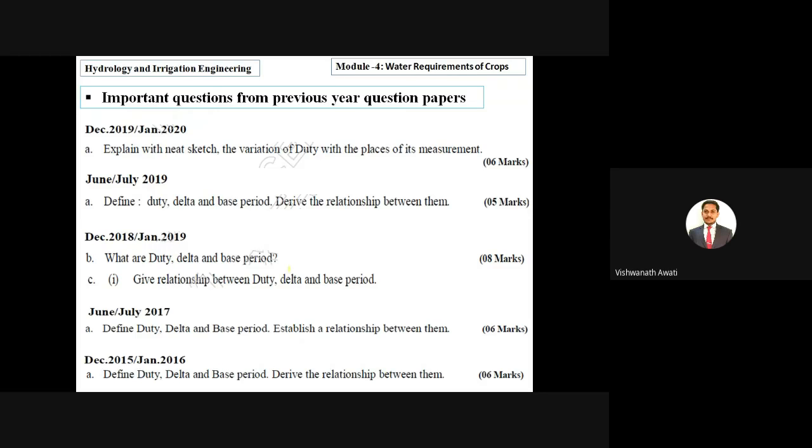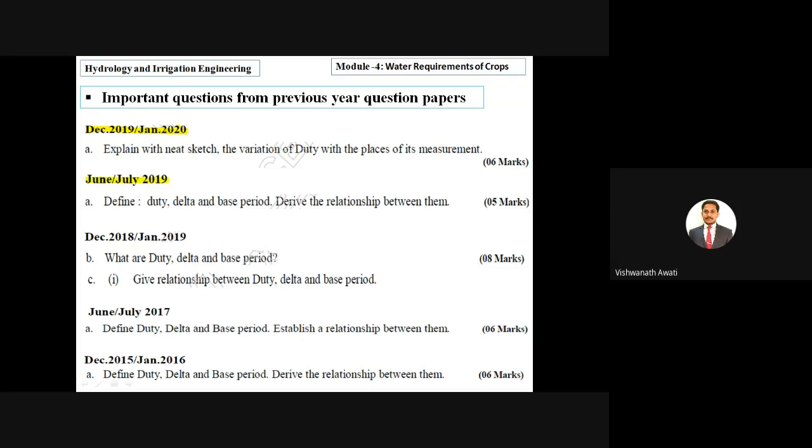Here, December 2019 and January 2020: explain with a neat sketch the variation of duty with the places of its measurement. We have discussed this with the diagram: main canal, distributary canal, water course. How we measure differently: from point A, water is released at 1.3 cumecs, then from B to C it is near 1.2, and when it reaches the field, it is 1 cumec. That we have to explain.